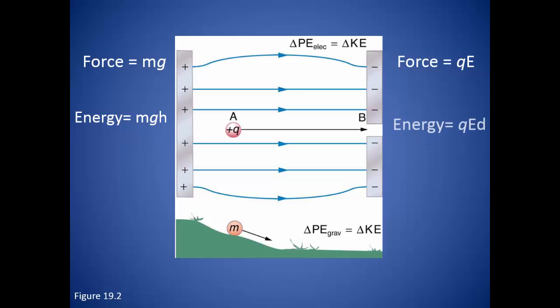The same can be said for the charge moving through a uniform electric field. In this case, we are talking about moving the charge from point A to point B, moving with the field. But we could just as easily move from point B to point A and get the same change in energy. So moving some distance against an electric field changes the energy of the charge.